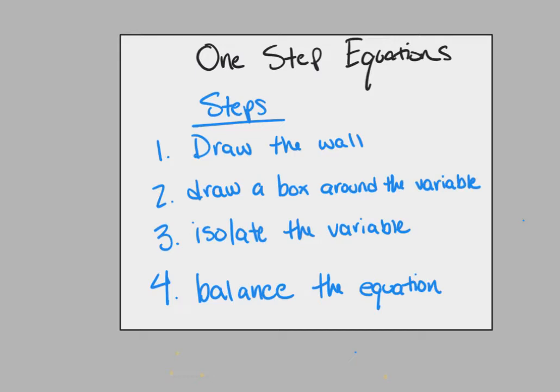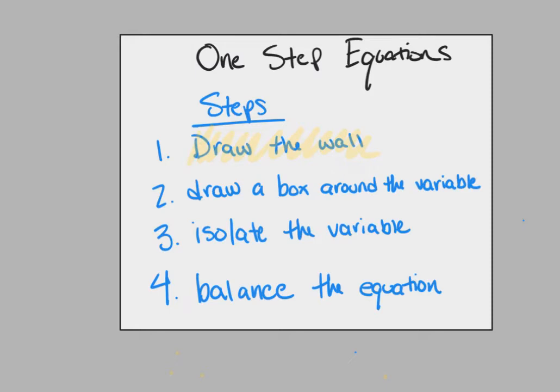With one-step equations, there's 4 main steps that you have to know and be able to do. The first step is I want you to draw a wall in the equation. Make sure that you're drawing a wall, separating the equation on the equal sign. The next step is to draw a box around the variable, because that tells me that's what I want by itself, and that leads me into my third step.